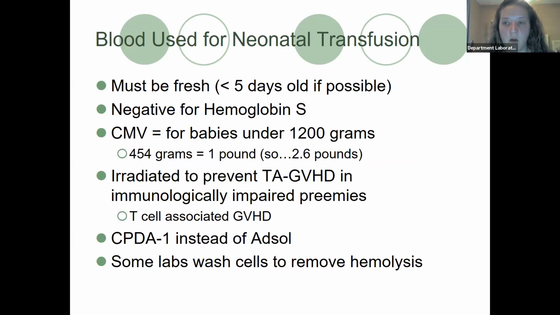And then just like our exchange transfusion, the requirements for neonatal transfusions are all the same. Must be fresh, hemoglobin S negative, CMV negative or leukodepleted, irradiated, CPDA additive instead of Adsol. And then if you don't have Adsol or you don't have fresh blood, you could wash. So that's a really good Board of Certification exam question. They like to ask, what are the requirements for neonatal transfusions? So you guys need to know these requirements.